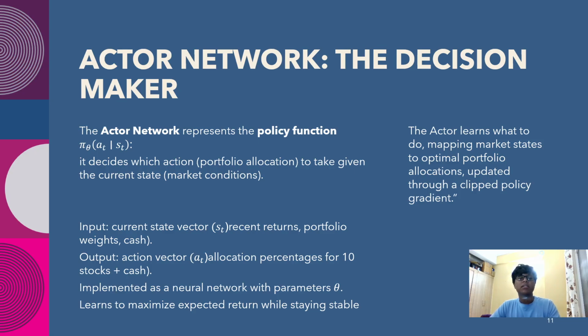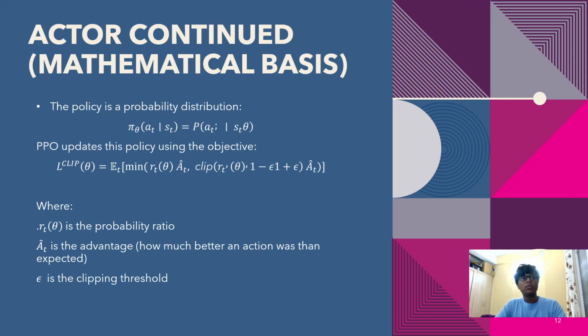So it is implemented as a neural network with parameters theta, and it will try to optimize accordingly and come up with the most optimal allocation spread. So it will learn to maximize expected return while staying stable so that the rewards are also maximized. Now, talking about the math behind the actor, it is a probability distribution, and that is how you define the pi of theta.